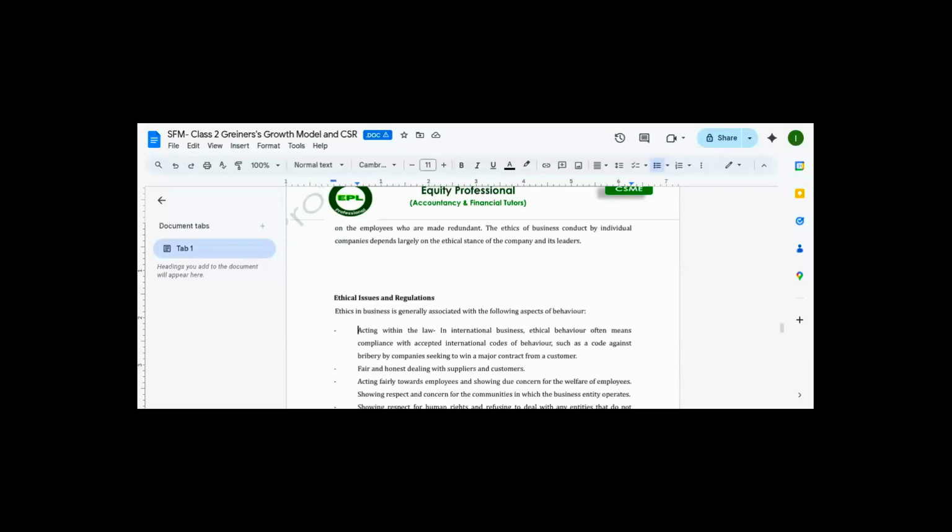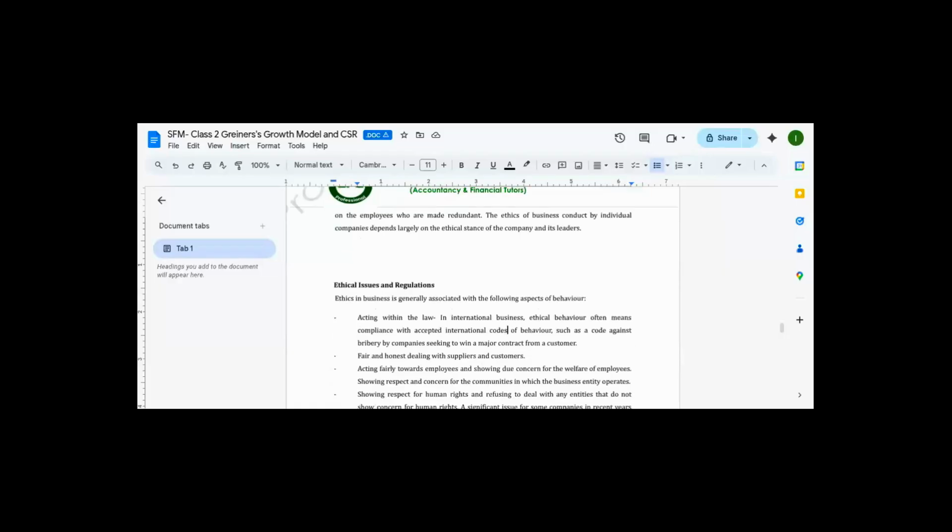Like for instance now, the rule-based approach or law is a law that has been put in place locally and internationally to govern all listed companies, irrespective of size or age of the company. You must abide by the law. So the ethical issues and regulation implies that companies must act within the law. So in international and local business, ethical behavior often means compliance with acceptable international and local code of behavior.